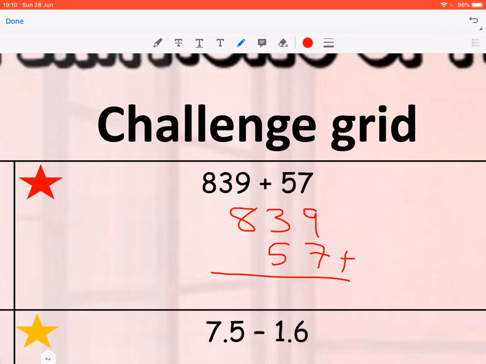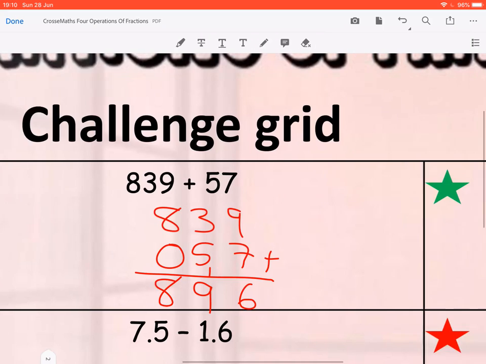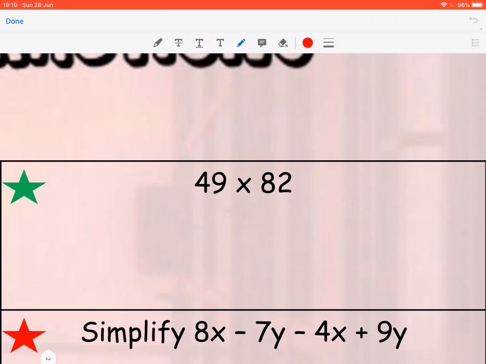9 plus 7 is 16. 6 goes by there, carry the 1 over. 3 plus 5 plus 1 is 9. And 8 underneath is nothing. Okay, 8 plus nothing just gives you 8. So my answer is 896. 1 point.